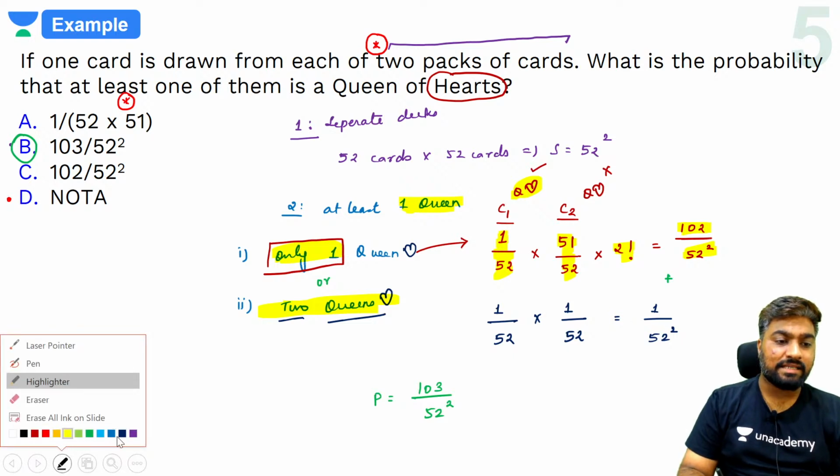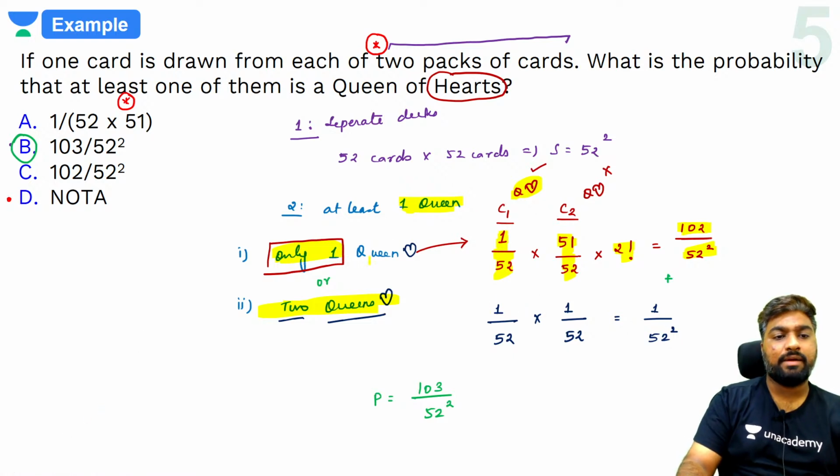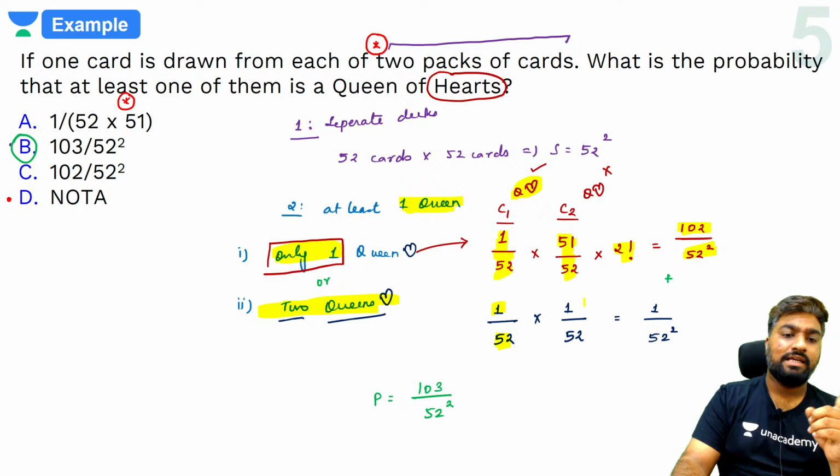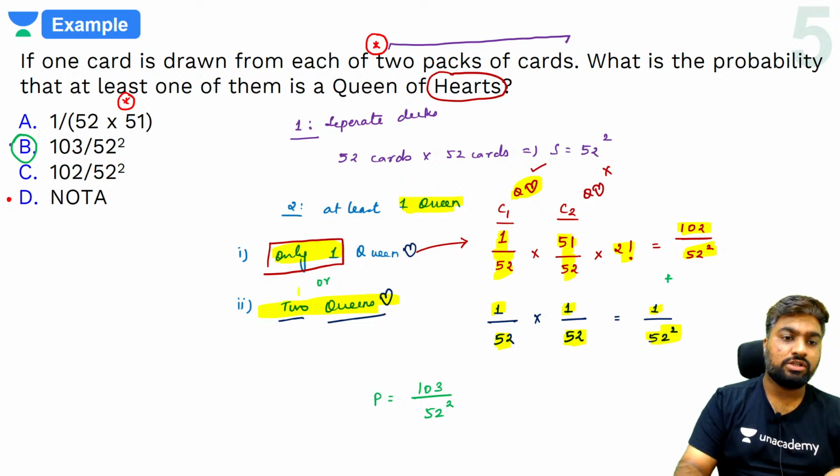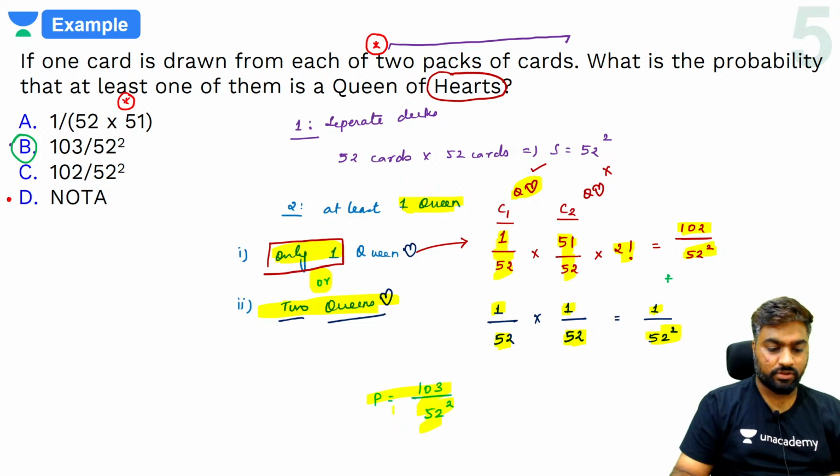Now in the second case, what happens? Both the cards being queen of hearts. First one is queen of hearts, so there is only one queen of hearts out of 52. Second should also be the queen of hearts, so 1 out of 52. 1 out of 52 into 1 out of 52 is 1 by 52 square. Now because only one out of these two can happen, there is "or", so you add them up. 102 by 52 square plus 1 by 52 square is 103 by 52 square. Done?